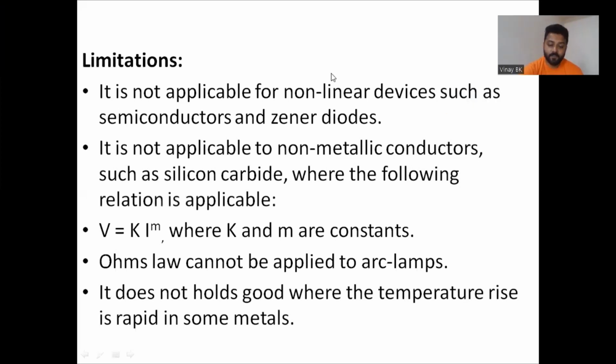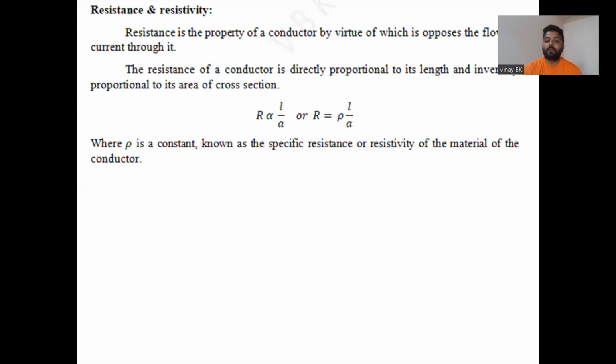Similarly, you can see about the proportionality constant R, that is the resistance. Resistance is a property by virtue of which it always opposes the flow of current through it. This resistance of the conductor is directly proportional to the length of the wire L and inversely proportional to the area of cross section A. To remove this proportionality, we are introducing a proportionality constant, that is rho, where rho is the specific resistance or resistivity of the material.